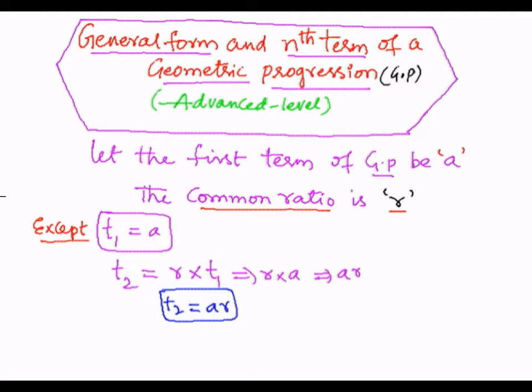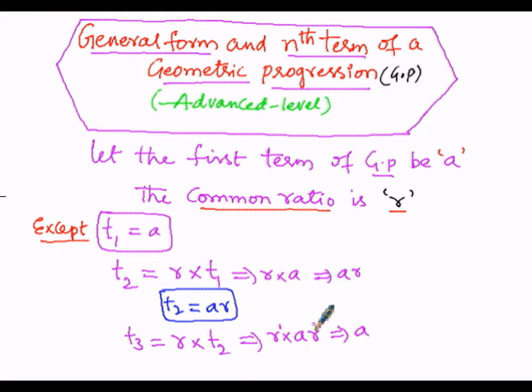In order to obtain the third term, it is obtained by multiplying the same common ratio with the preceding term. The preceding term of T3 will be T2. So, the common ratio r must be multiplied with T2. That implies T3 equals r into T2, but here T2 we got as ar. So, instead of T2 I am going to replace it with ar. So, a into r into r. Here a is written as it is, but r is raised to the power of 1 and here also r is raised to the power of 1.